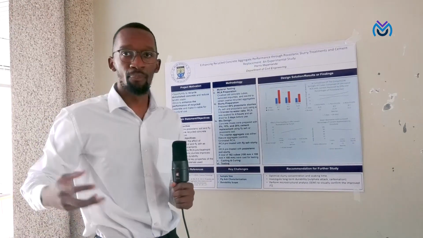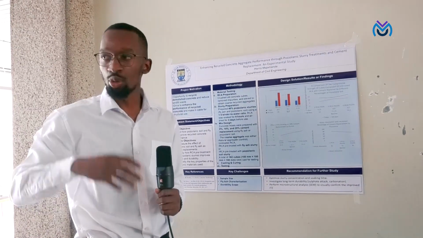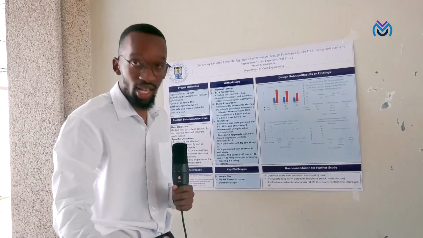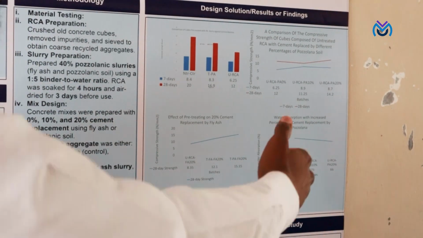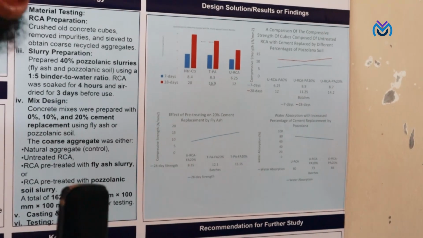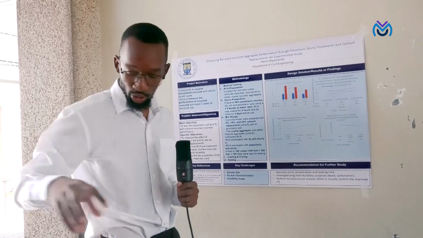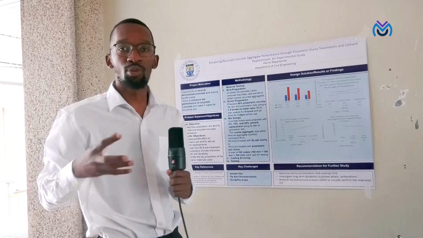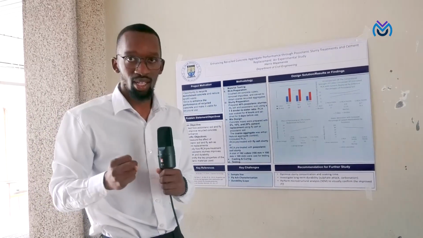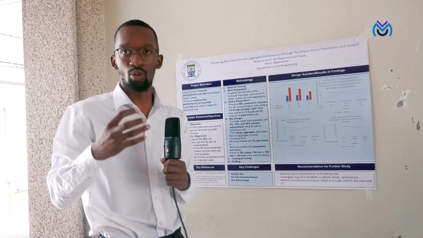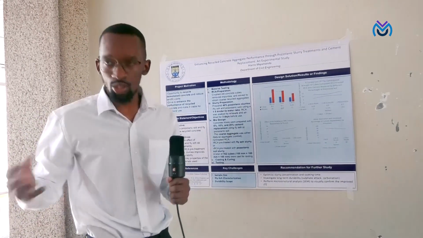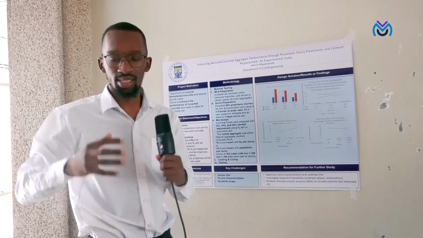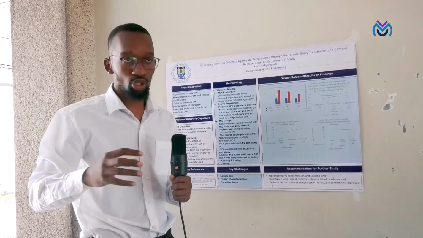And then durability, which was measured by water absorption, was also observed from the test. The more we increased the percentage of cement replaced by pozzolanic soil, the better the result. That is a very good thing when it comes to durability. And then in the due course of the experiment, we discovered something fascinating, which was good.